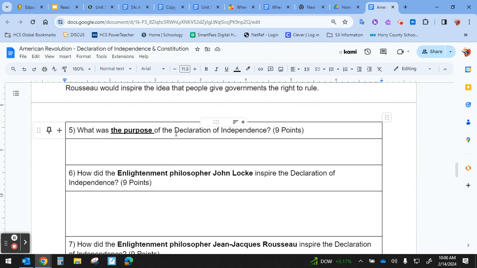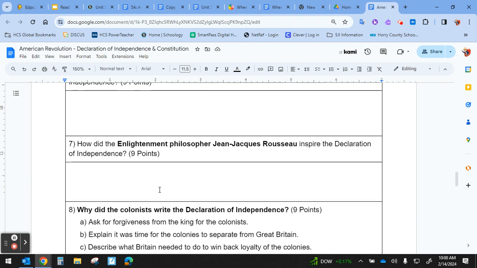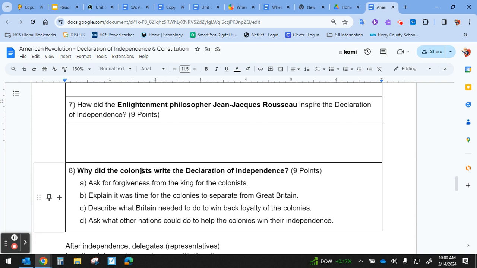Question 5. What was the purpose of the Declaration of Independence? Question 6. How did the Enlightenment philosopher John Locke inspire the Declaration of Independence? Question 7. How did the Enlightenment philosopher Jean-Jacques Rousseau inspire the Declaration of Independence? Question 8 is multiple choice. Why did the colonists write the Declaration of Independence? Were they asking for forgiveness from the king? Were they explaining it was time for the colonies to separate from Great Britain? Were they describing what Britain needed to do to win back the loyalty of the colonies? Or were they asking what other nations could do to help the colonies win their independence?